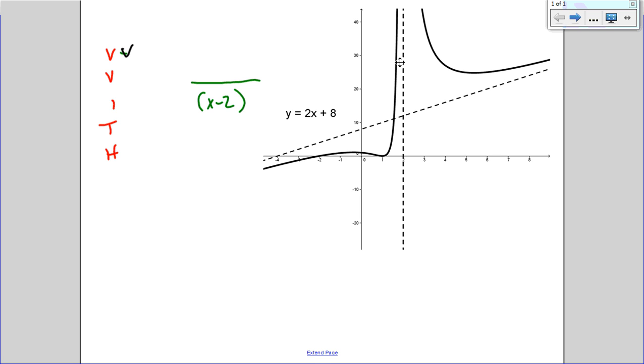Second thing, I want to check if there are any volcanoes. So that's checked off. Volcanoes being that our end behaviors are going the same direction around that vertical asymptote. So on the left side of it, it's going up. On the right side of it, it's going up. So that is a volcano. Makes that volcano shape. So when we have that, we're going to square that factor.